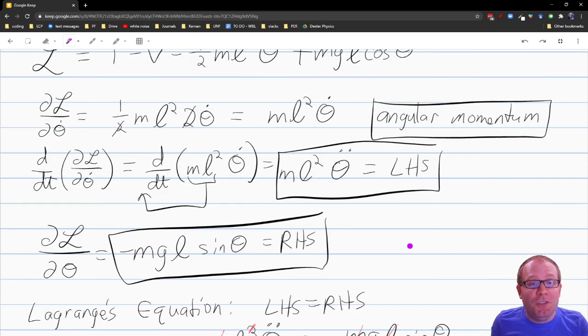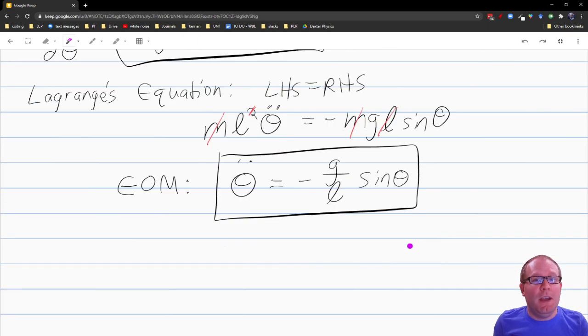Now we're ready to set those equal to each other. So Lagrange's equation is just going to be this thing equals this thing. We can start canceling some things out, and we'll have mL squared theta double dot equals negative mgL sine theta. I can cancel those m's, I can cancel some of the L's, and you'll end up with this for the equation of motion: theta double dot equals negative g over L sine theta.